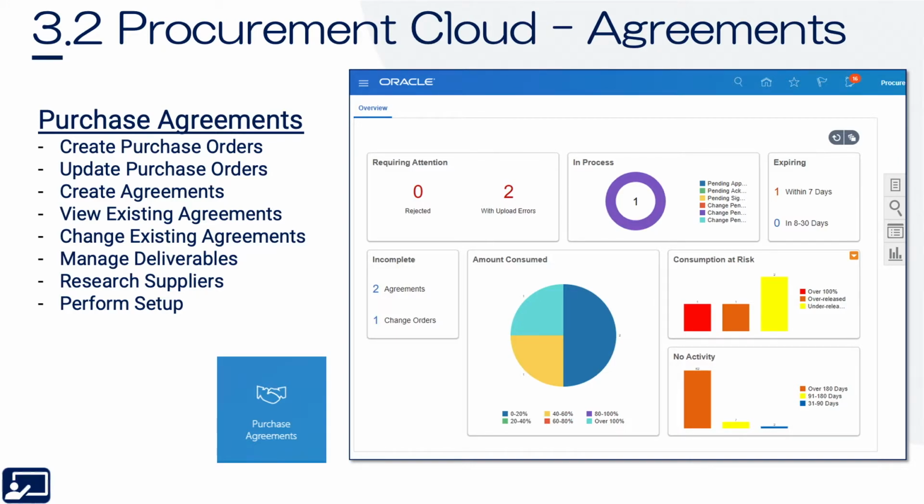Purchase agreements allow you, or that particular section allows you, to create POs, update POs, to create agreements, to view existing agreements, to change existing agreements. Those do have change order functionality. To manage the deliverables associated with contracts or agreements, to research suppliers, particularly around seeing different qualifications and criteria for suppliers, and then also to perform some level of setup.